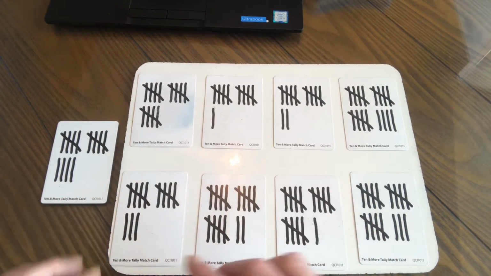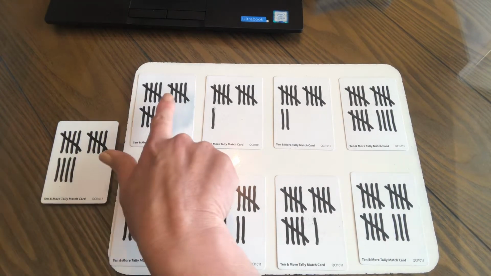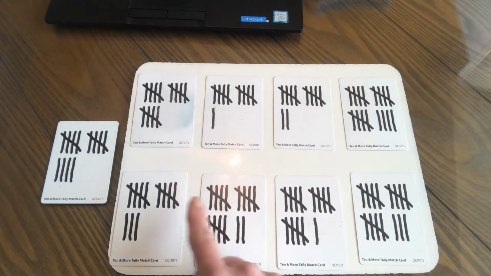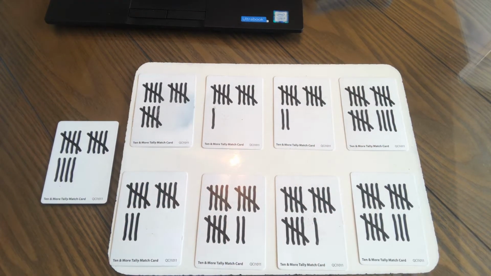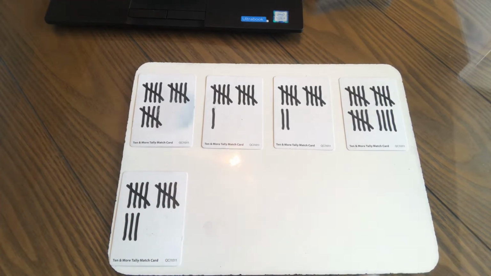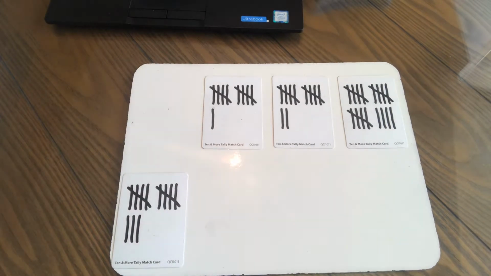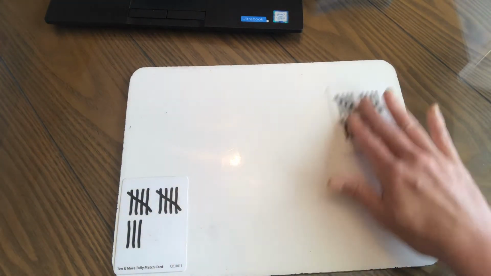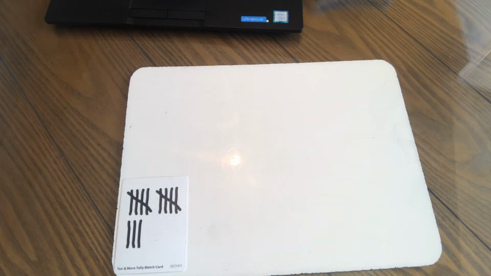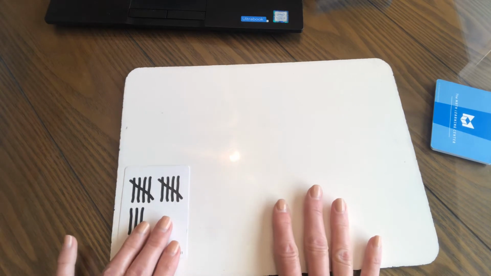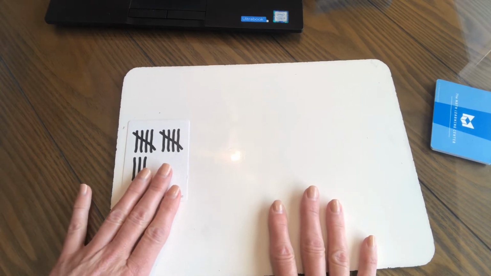So when I look at these numbers, I notice that each one has a set of 10 tallies at the top. Does everybody see that? I'm going to take some of these cards away, and we're going to focus on one card at a time. And I want to start with this card, okay?